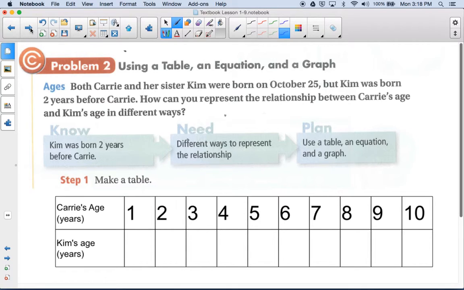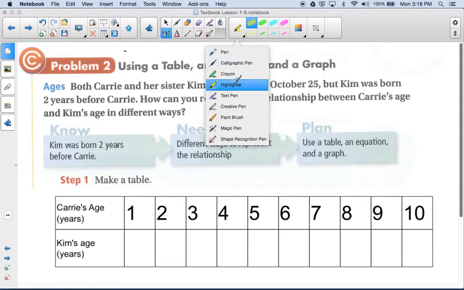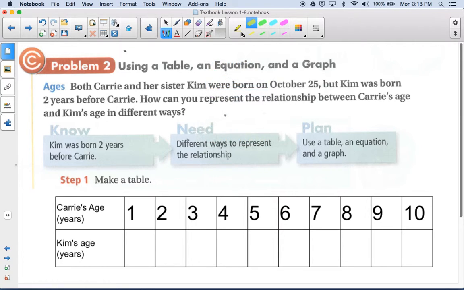And now we're going to look at an example of using a table, an equation, and a graph to describe a pattern. So let's read this problem together. It says ages. Both Carrie and her sister Kim were born on October 25th, but Kim was born 2 years before Carrie. So I'm going to make a note here. Kim was born 2 years before Carrie. Good to know. How can you represent the relationship between Carrie's age and Kim's age in different ways?